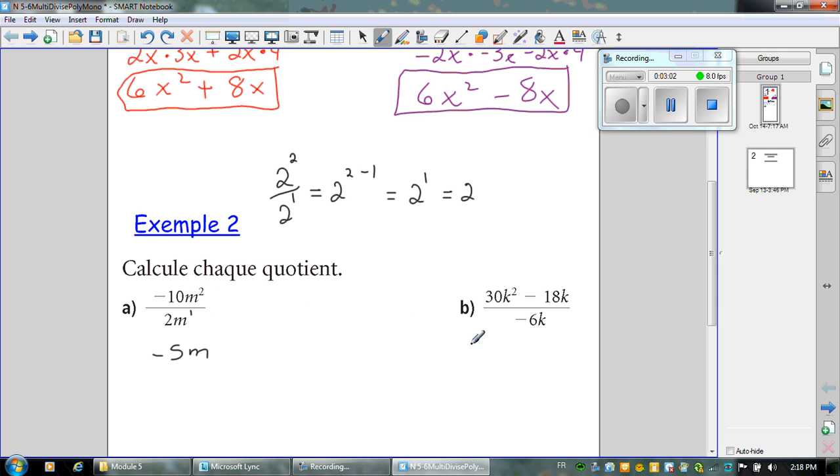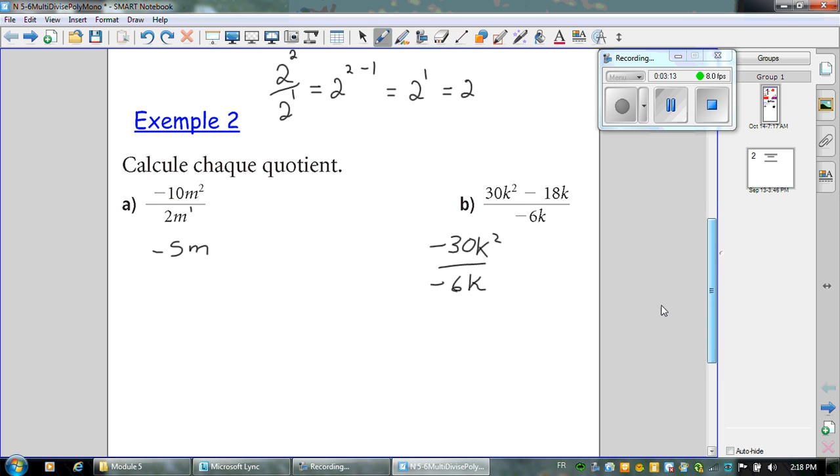And so here, you're going to distribute your negative 6k, so you're going to do 30k squared divided by negative 6k, and then negative 18k divided by negative 6k. So I distributed my negative 6k to each. So negative 30 divided by negative 6 is positive 5. And then k squared divided by k, remember I can just subtract 1 or cancel each other out.